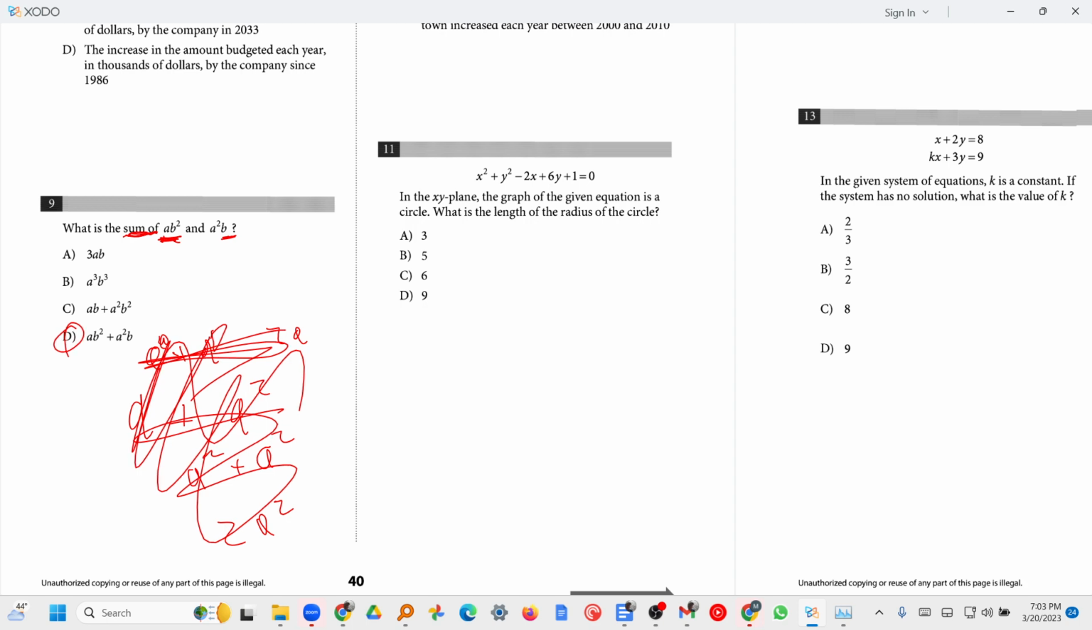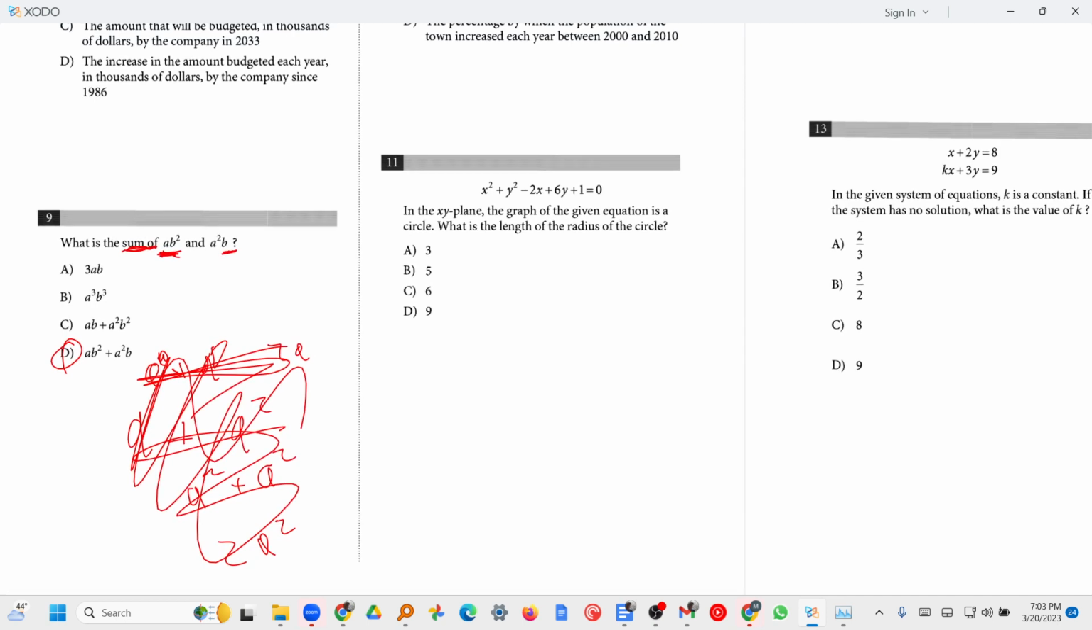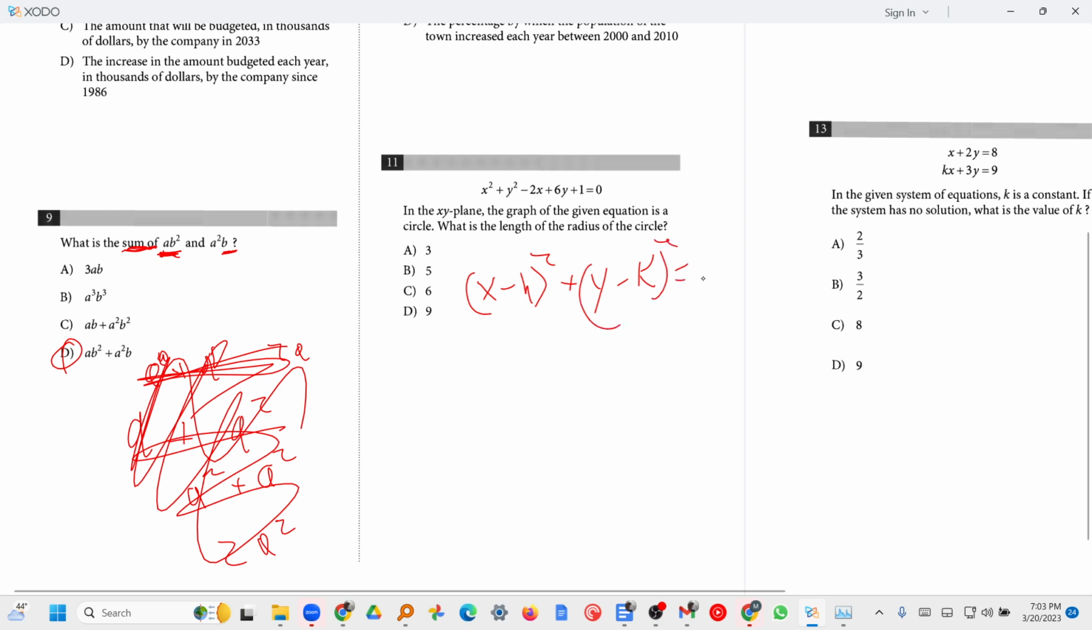Okay, and then number 11, this is a circle formula one. If you come across it, I want you to get out and get to other questions first. But there's two things I have to do here. First, the circle formula is x minus h squared plus y minus k squared equals the radius squared. You'll notice that is not the form that they have put that thing in. So my first job is to turn this formula into this formula.